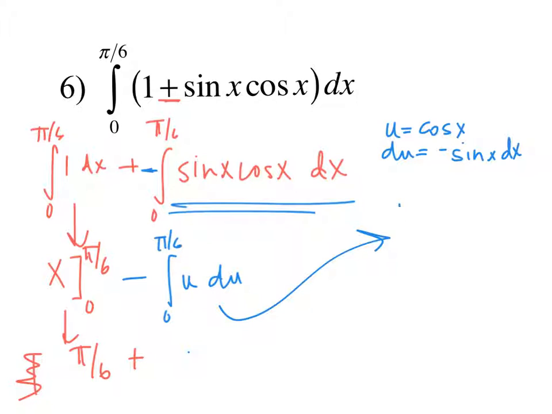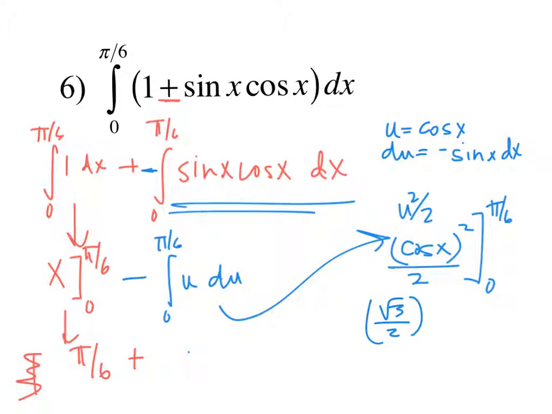Integral of u is u squared over 2, which means it's cosine x squared over 2 evaluated at pi over 6 minus evaluated at 0. So cosine of pi over 6, and you could change the bounds if you want. Cosine of pi over 6, that's cosine of 30, which is square root of 3 over 2. And if we square that, that's 3 over 4 divided by 2, so 3 over 8. Minus cosine squared of 0 over 2, which is 1/2.